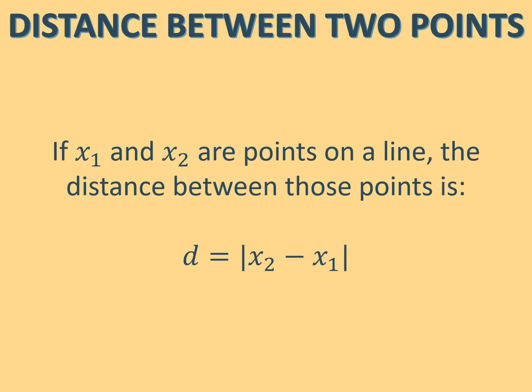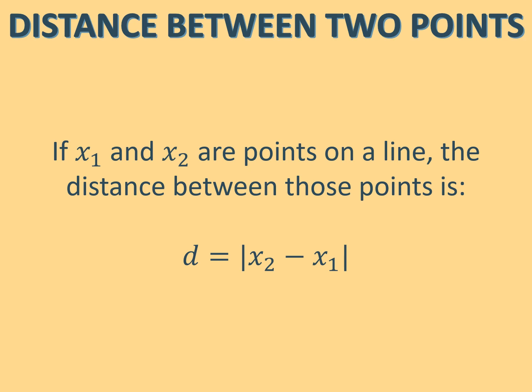We can use the ruler postulate to determine the distance between 2 points on a line. And this is the formal definition. It's actually really easy to find the distance between 2 points. It says if x1 and x2 are points on a line, the distance between those points is d equals the absolute value of x2 minus x1.